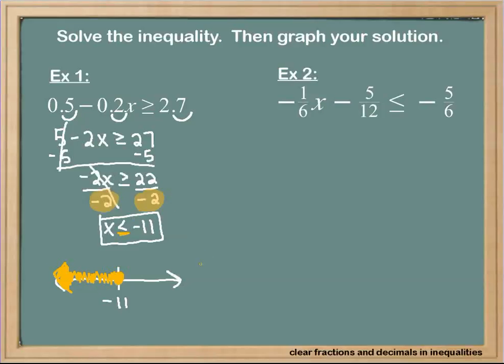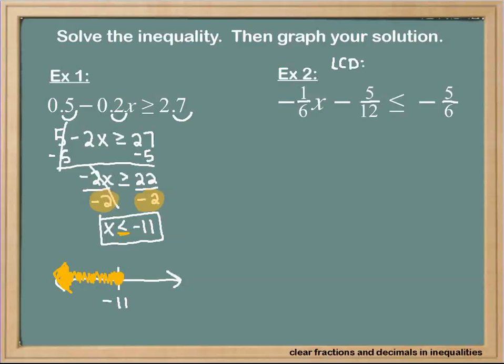All right, let's look at example 2, which involves fractions. We've got negative 1/6 x minus 5/12 is less than or equal to negative 5/6. When you're dealing with something with a bunch of fractions, I know that's your least favorite case. So let's eliminate those fractions. How do we do that? We do that by multiplying each term by the LCD.